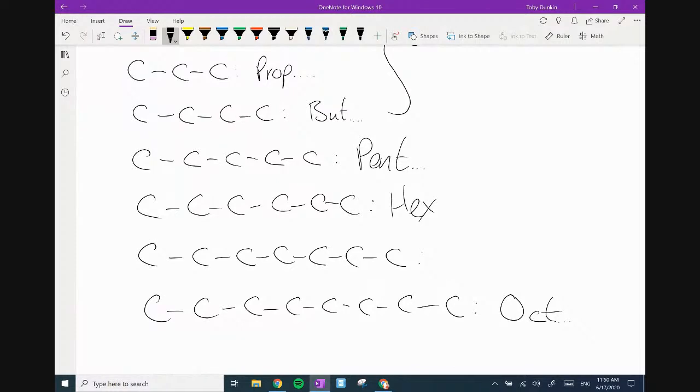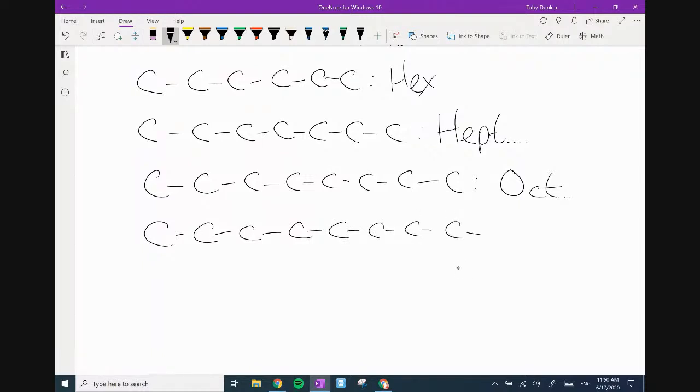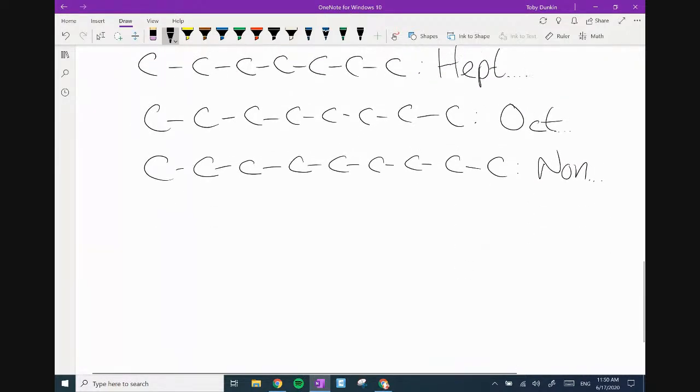What's seven? Hept. Yes! Seven is hept. A lot of people think sept and it's not, it's hept. Hept is seven. Right, nine. What's nine, folks? And yeah, I'm drawing all these chains, it's crazy. Nine, non, well done, Ruby. It's non, as in nonagon. And ten, and this is the end of GCSE.